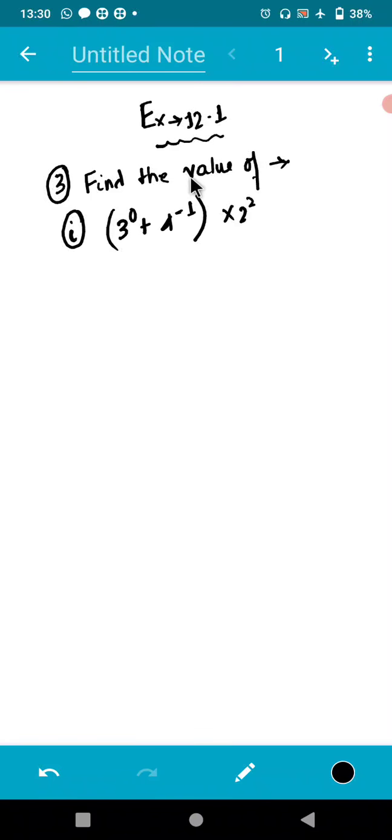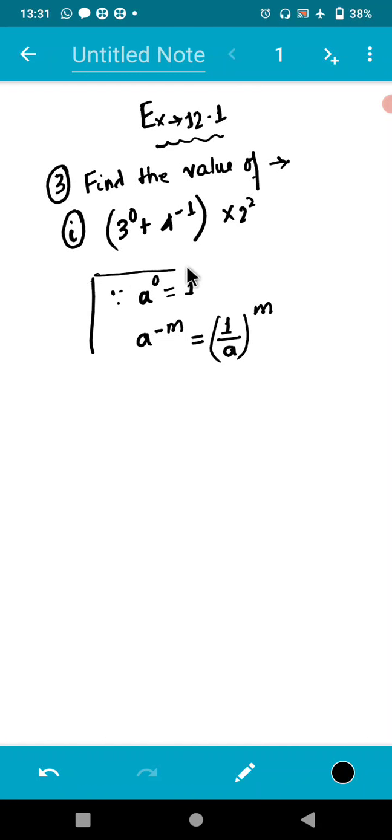So this is the question: 3 to the power 0 plus 4 to the power minus 1 inside the bracket, into 2 squared. So what are the first two laws that will apply here? Since we know that a to the power 0 is 1, anything to the power 0 is always 1. This is the first thing that will apply here. And another thing, if the base has a negative power, how do we make it positive? Just by taking the reciprocal of the base, that is 1 by a, and in this way you can make the negative power a positive power. So these are the two laws that we are going to apply first.